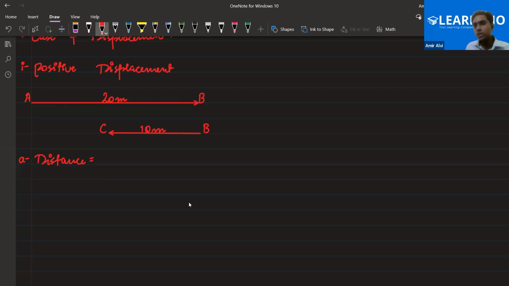I've told you that distance will get added up irrespective of the direction. Doesn't matter in which direction you are moving, it will get added up only. So 20 meters plus 10 meters is coming out to be 30 meters. Now let's talk about the displacement.